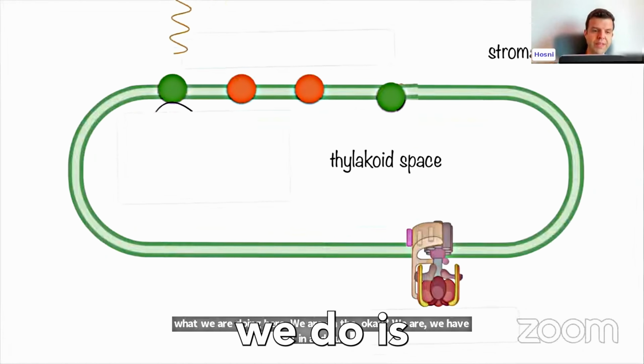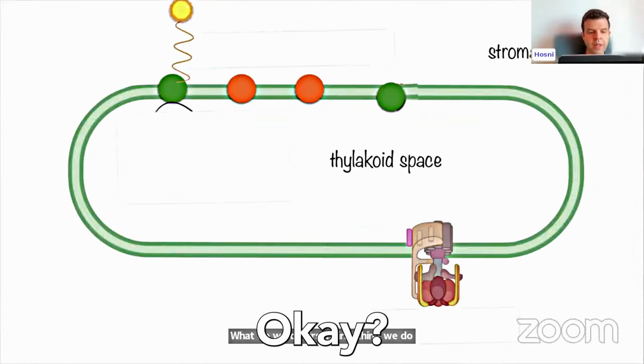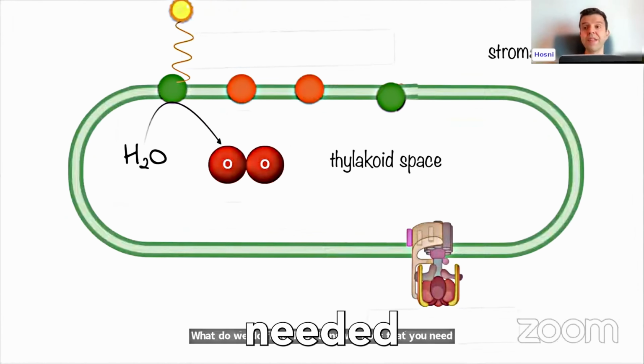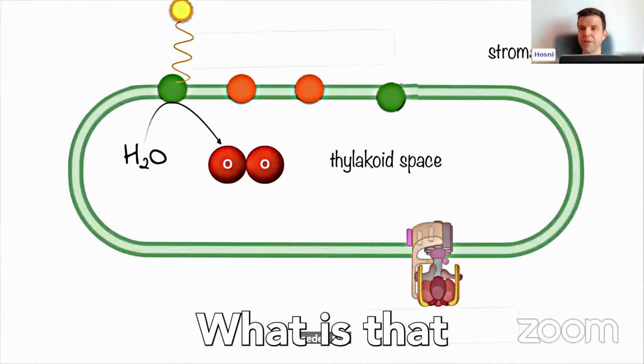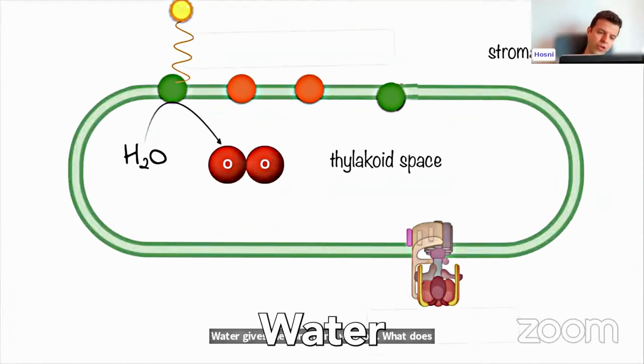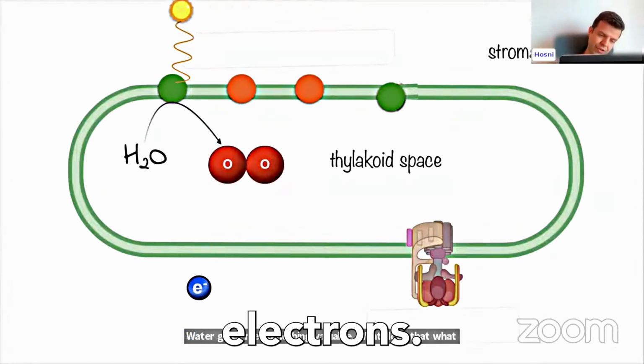First thing we do is that you need light, okay? The light is needed for what? The light is needed for photolysis. Water gives me something valuable. What is the thing that water gives me? Water gives me hydrogen ions and electrons.